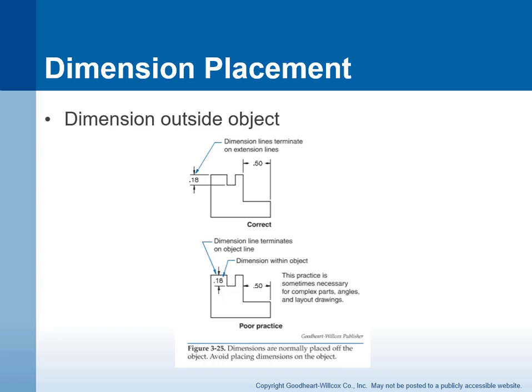And then here is another slide on dimension placement. You want to place the dimension outside of the object, not on top of the object. What we've done here with the ½ dimension, the 0.5 dimension, is move those extension lines out so we're not dimensioning within the view of the object. Same here with the 0.18.